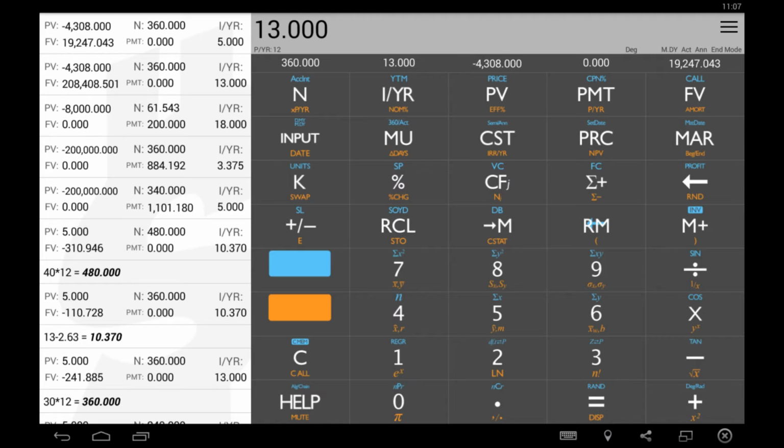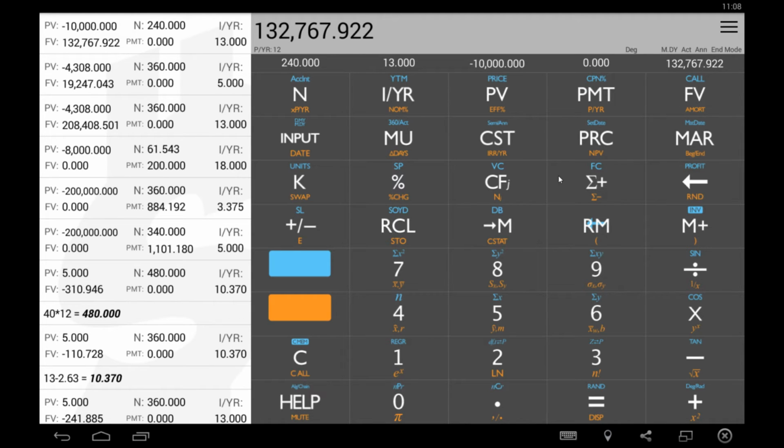So, the retirement investing and withdrawal scenarios. One time, $10,000 at age 40 till retirement at a 13% return. We're already at age 40, so we have 20 years, right? Let's say we retire at 60. That's 240 months. What's that going to be worth to us? $132,000 and change. It's not bad.